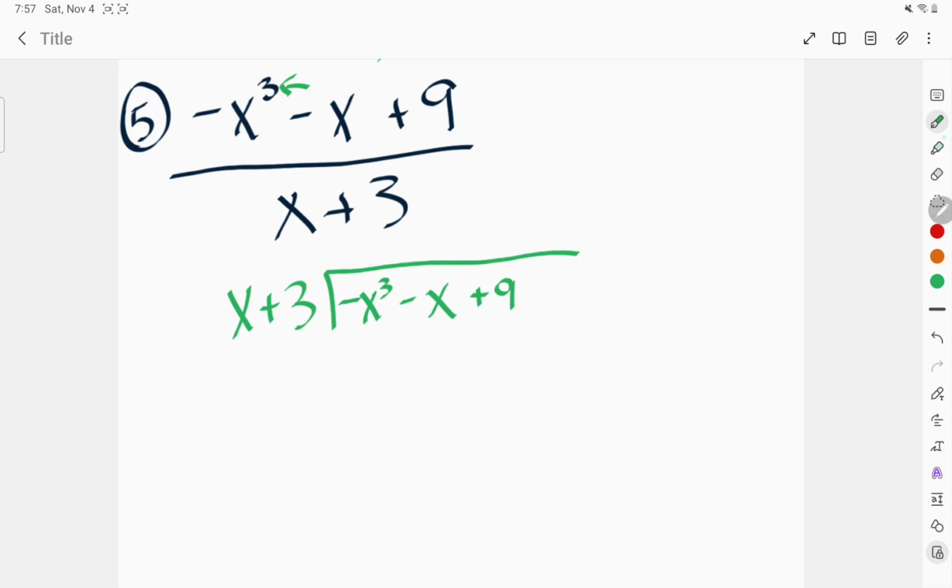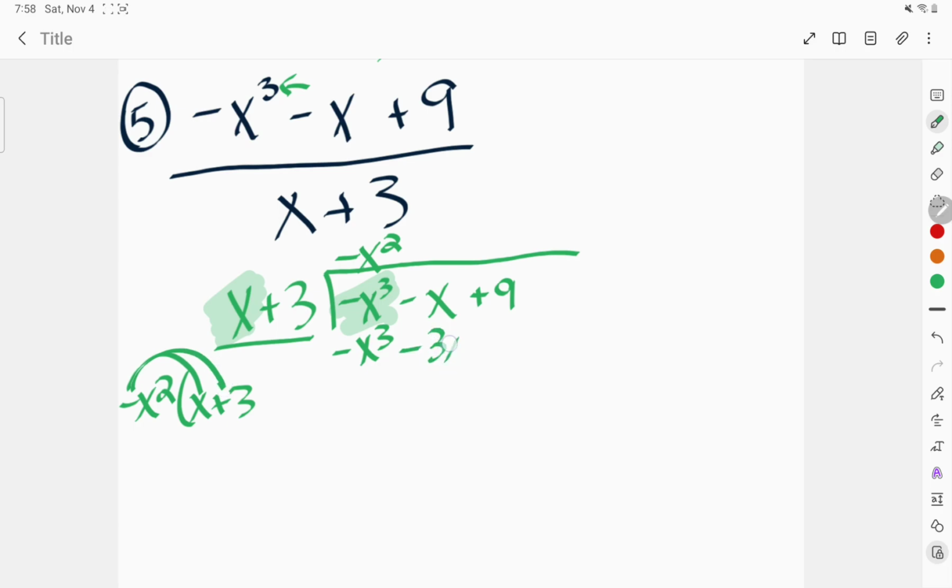All right. So when I do it this way, what I'm looking at is my first terms every time. Okay, so I'm going to do negative x to the third divided by x. And that's going to give me negative x squared. So up here I have negative x squared. I'm going to multiply that by this whole set, negative x squared times x plus 3. It's going to give me negative x to the third and negative 3x squared.